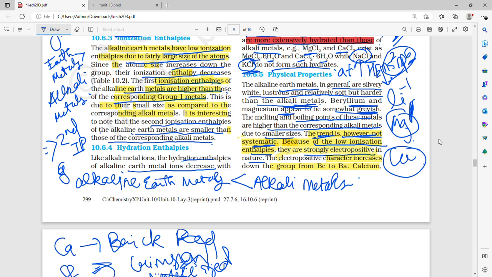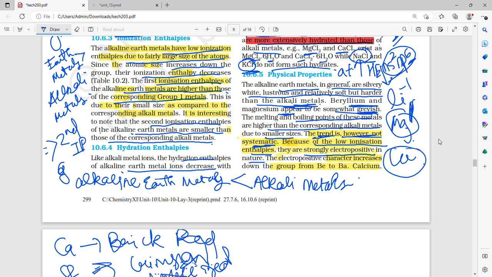Whereas the second ionization enthalpy is going to be much lesser for alkaline earth metals than that of alkali metals. This is because while removing the second electron, the alkali metals have already reached the noble gas configuration. Therefore it is going to take a lot of energy to remove an electron from that stable arrangement, whereas alkaline earth metals, if they lose this one electron, will themselves attain noble gas configuration. Therefore the first ionization enthalpy of alkaline earth metals is greater than that of alkali metals, and the second ionization enthalpy of alkali metals is greater than that of alkaline earth metals.